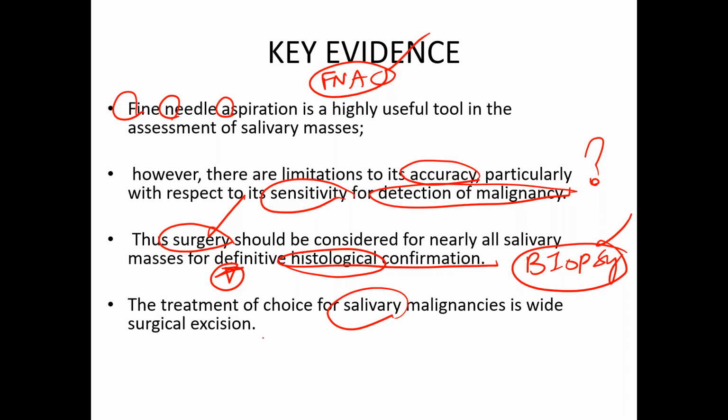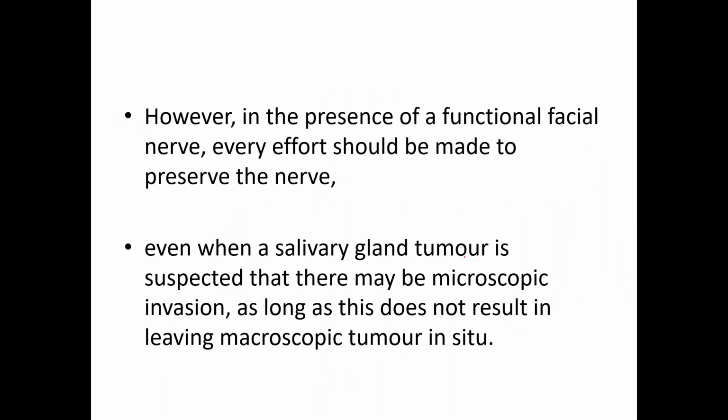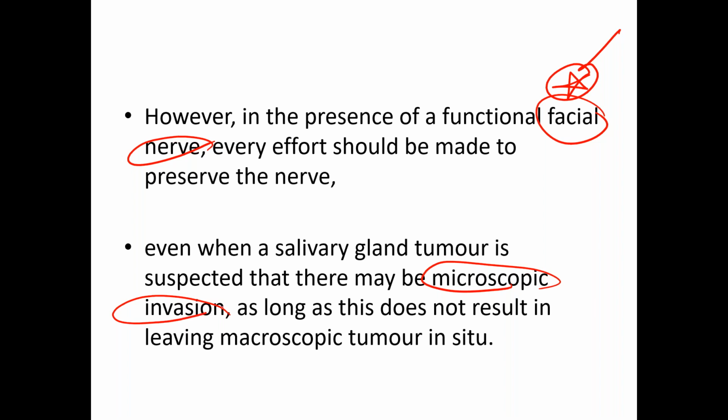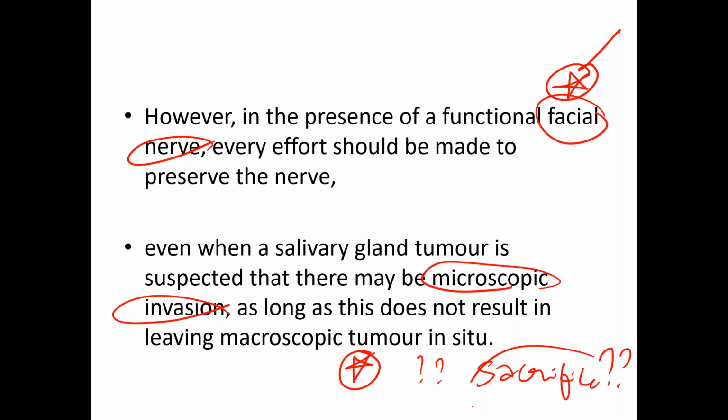So what is the treatment for salivary malignancies? It is wide surgical excision. You have to do surgery only for these. In the presence of a functional facial nerve, whether it is functioning or not, it is important to assess the facial nerve for these salivary gland tumors. Is microscopic invasion there or not? Even when a salivary gland tumor is suspected to have microscopic invasion, you should keep an eye on sacrificing the facial nerve. Whether to sacrifice or not, you should keep it in mind.